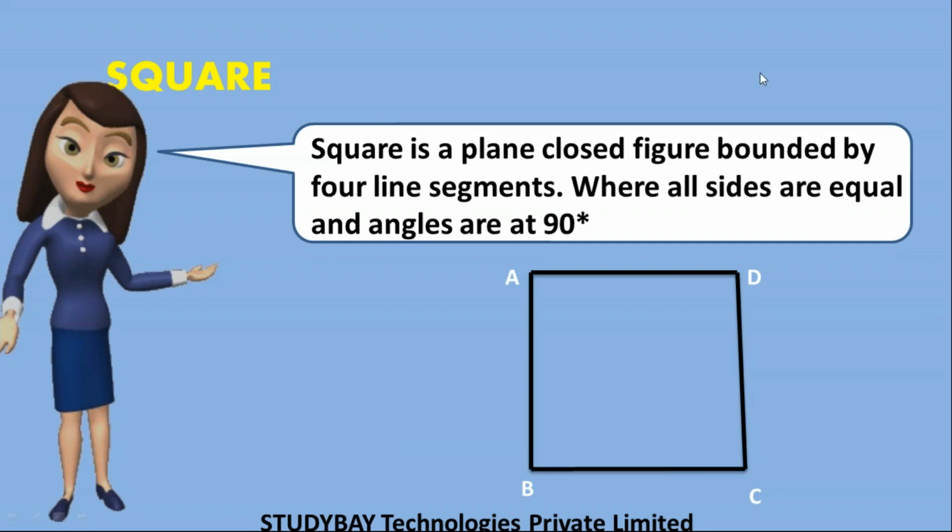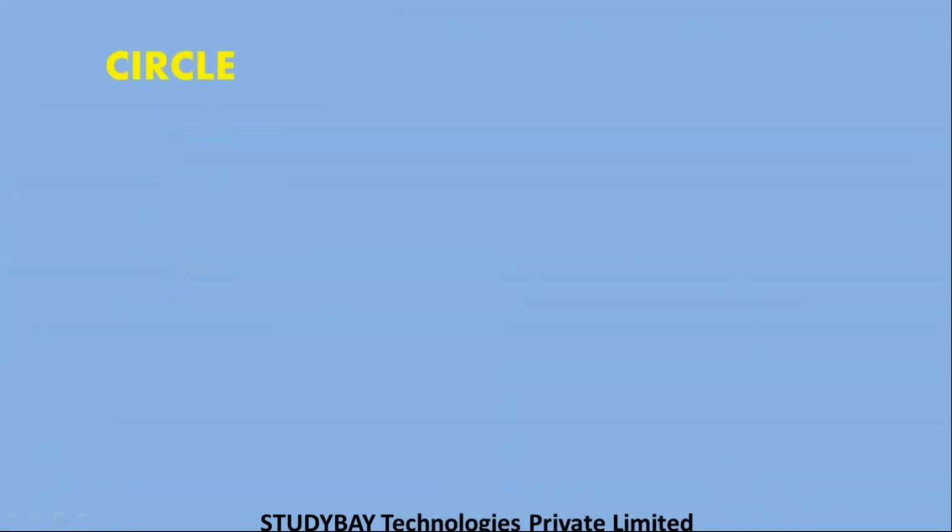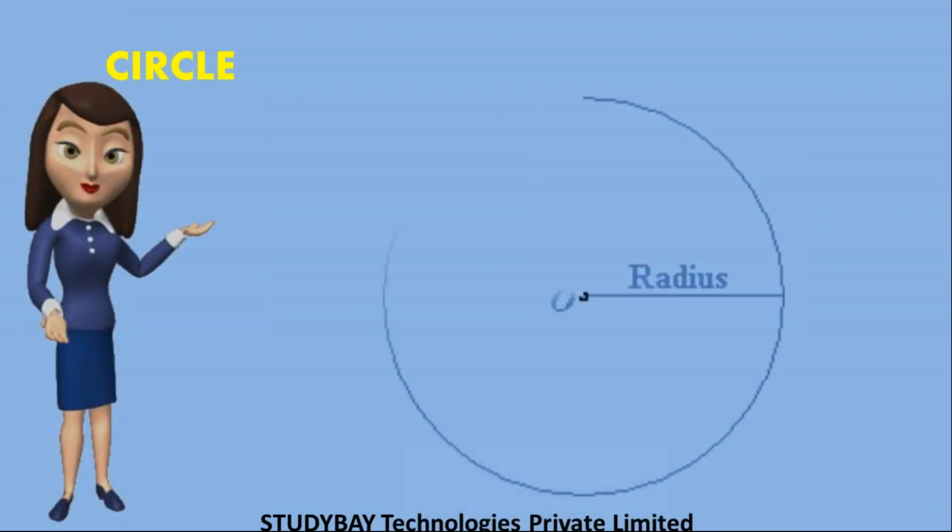Fine. Then we have a circle. And this is how a circle looks like. We have the center point, that is O, and the distance between the center and any point on the circle itself is called the radius. Okay, the distance between the center and the actual sketch of the circle is called the radius.